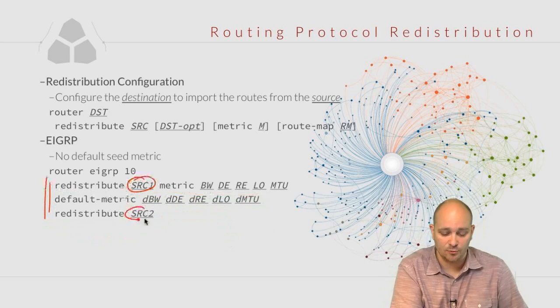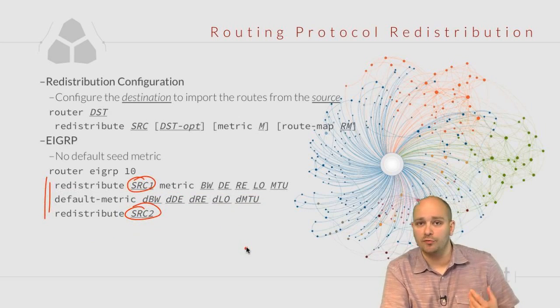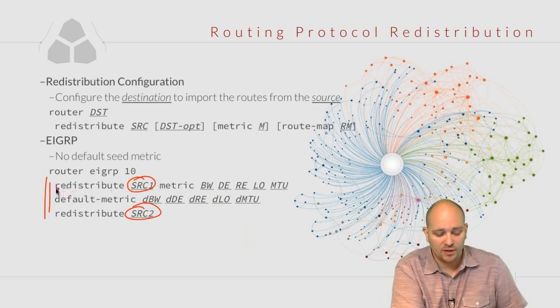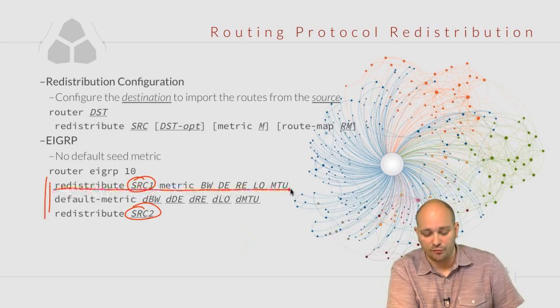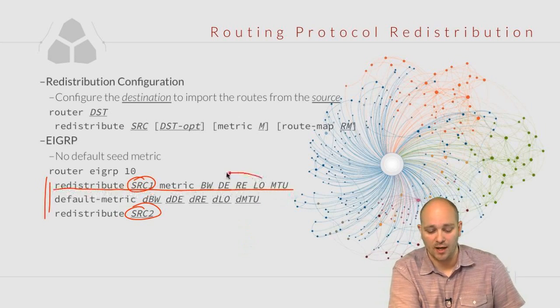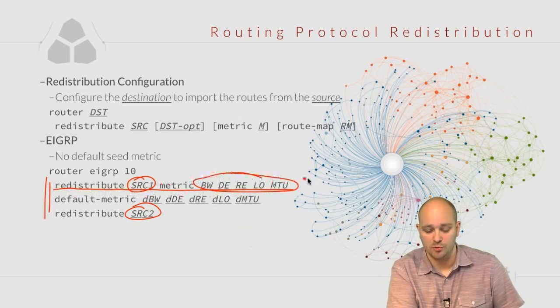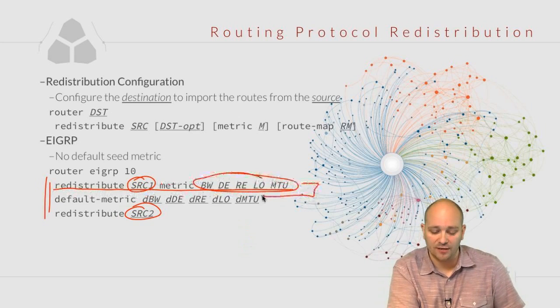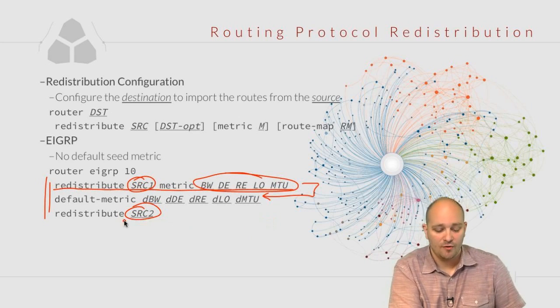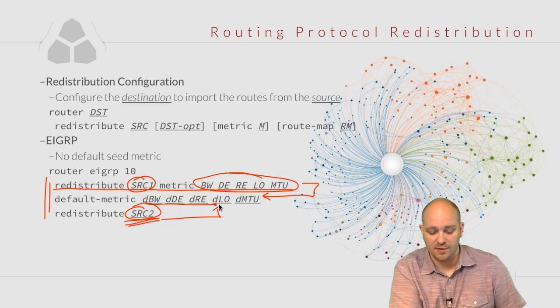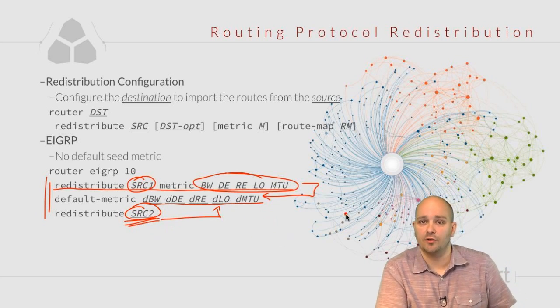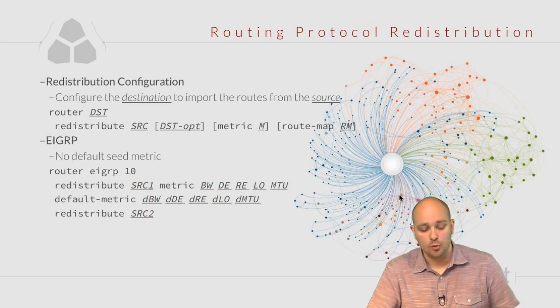So here we can see that we have redistribution configured from two sources. For the routes from source 1, these metrics will be used because they override whatever is set as default. For the routes from source 2, of course, the seed metric specified in the default-metric command line will be used for redistribution.